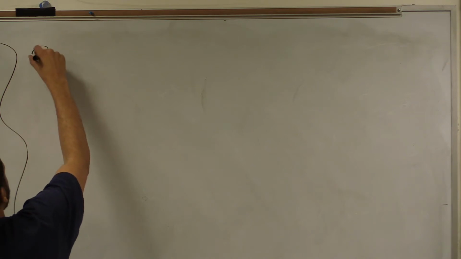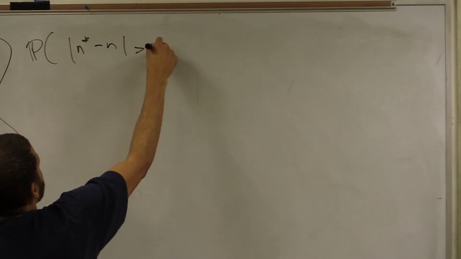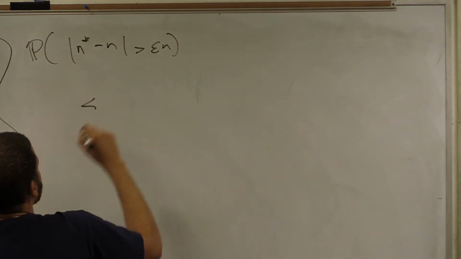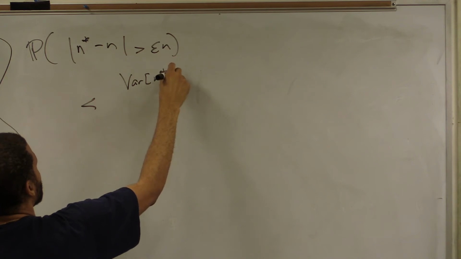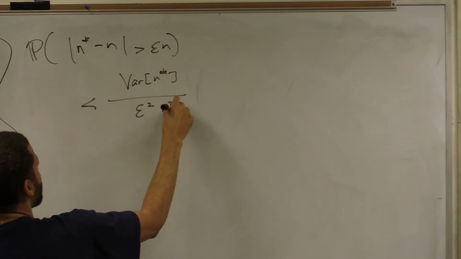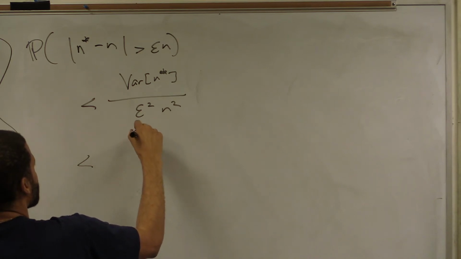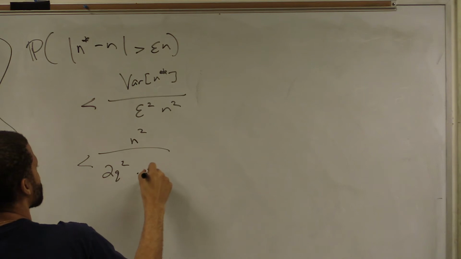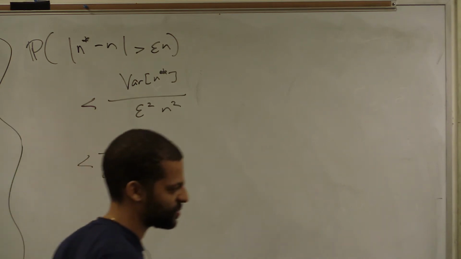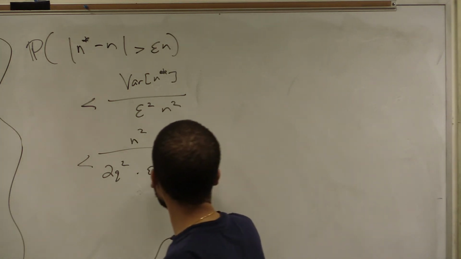So now the probability that n star minus n is bigger than epsilon n is at most the variance of n star divided by epsilon squared n squared, which we know is less than n squared over 2q squared times epsilon squared n squared. The n squareds cancel.